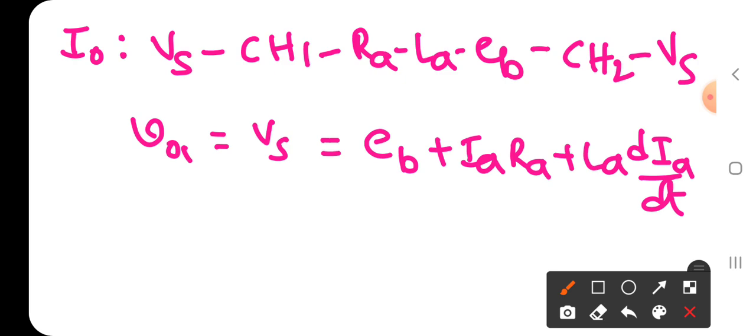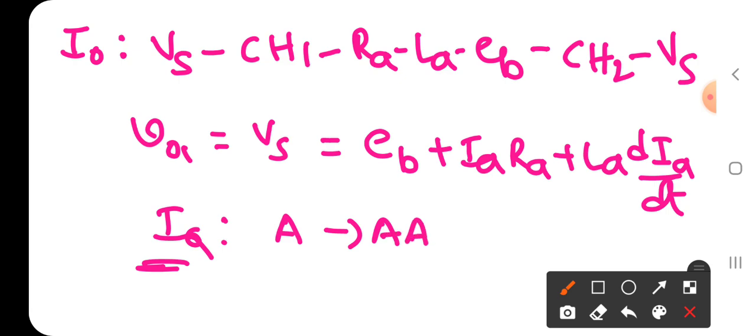Yes, here one more thing. The current flows from IA. How does current flow in IA? That is I0. This I0 flows from A to AA terminal. A to AA terminal in the sense, the motor converts electrical energy to mechanical energy.